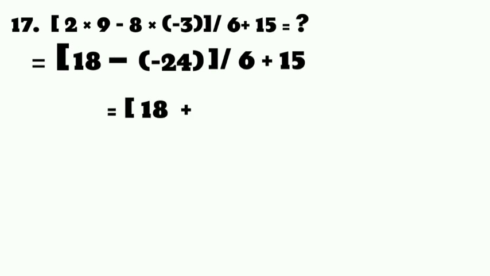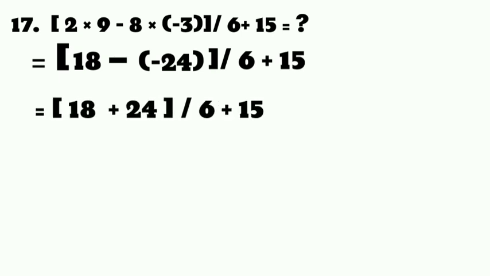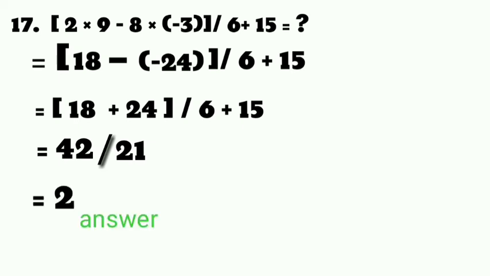Then, 18 plus 24 is equal to 42. 6 plus 15 is equal to 21. And then, let's divide. 42 divided by 21 is equal to 2. So, our answer is 2.